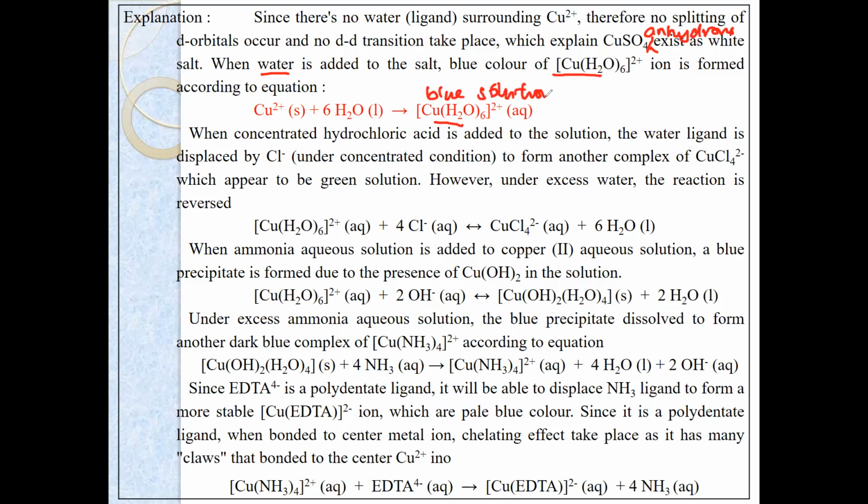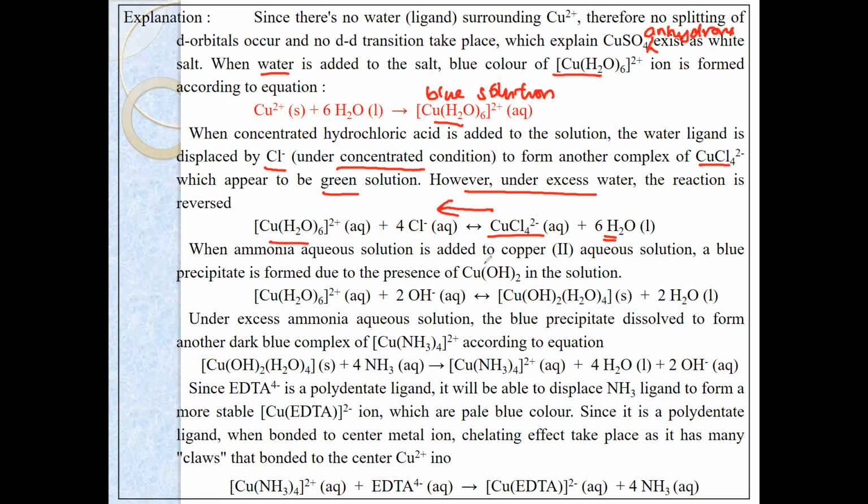And then as we mentioned just now, when concentrated hydrochloric acid is added, the water is displaced by Cl-, but this is only true under concentrated conditions. If dilute, cannot. You must only have concentrated solution. Then you form [CuCl4]2-, which is a green solution. However, when excess water is added, the reaction is reversed, and you form [Cu(H2O)6]2+.